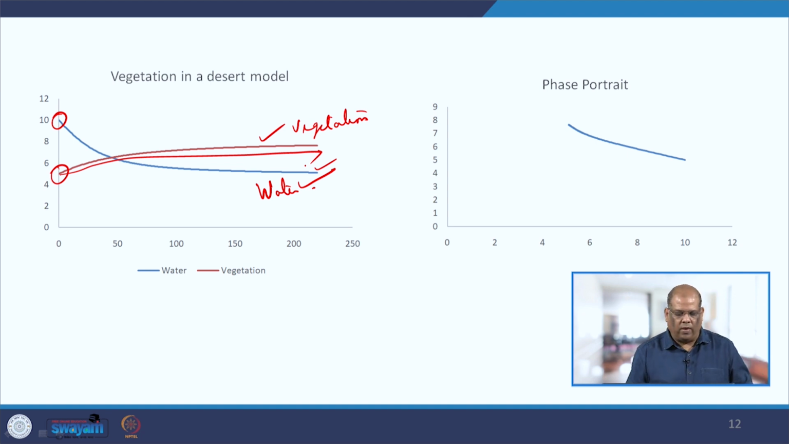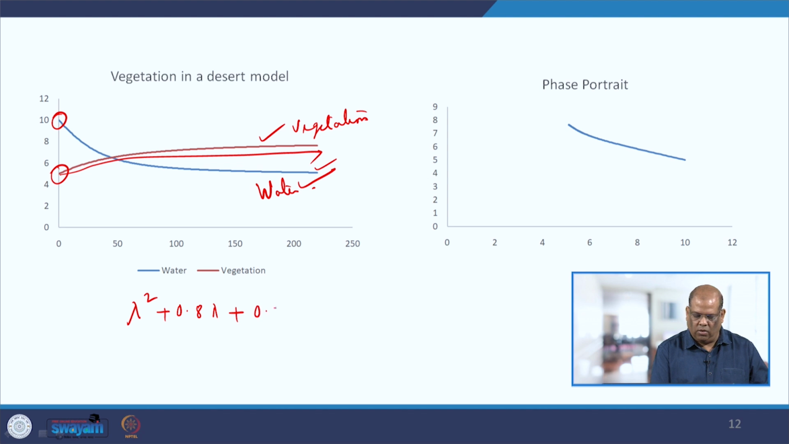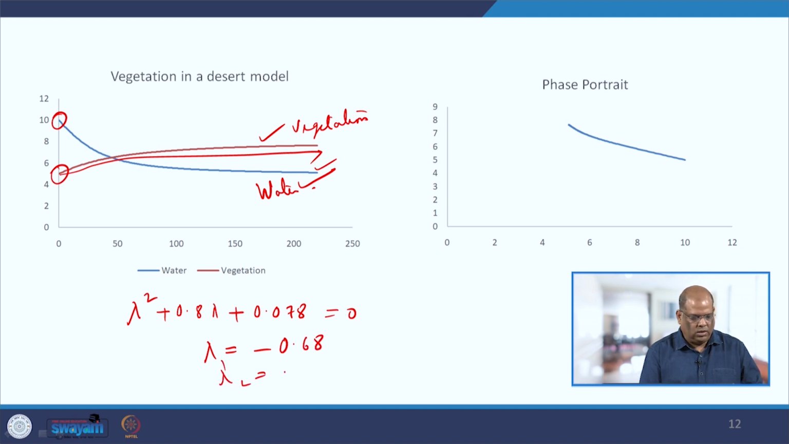Now, for the phase portrait, if you calculate the eigenvalues numerically, your characteristic equation will give lambda square plus 0.8 lambda plus 0.078 equal to 0, if you substitute all the values of A1, B1, C1 and B2, C2. If you solve this, you will get lambda to be minus 0.68, and the second value is minus 0.11. So, both are real and negative, and you will be getting a stable node.